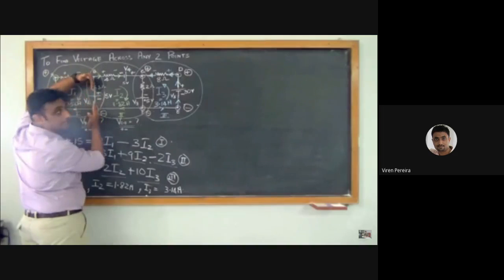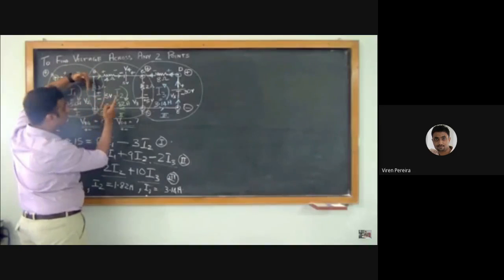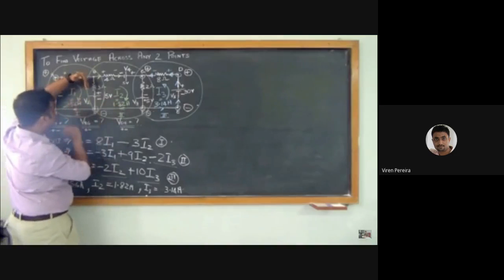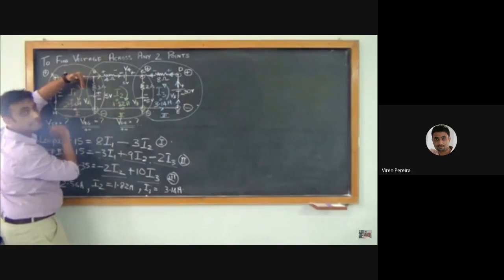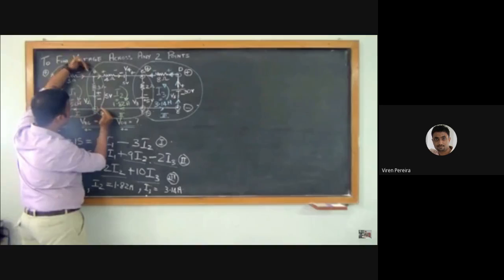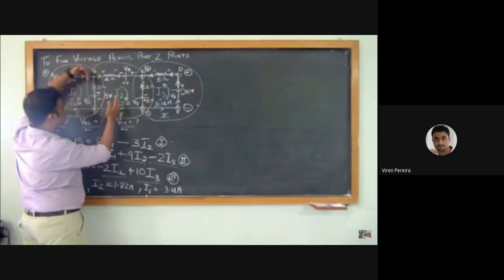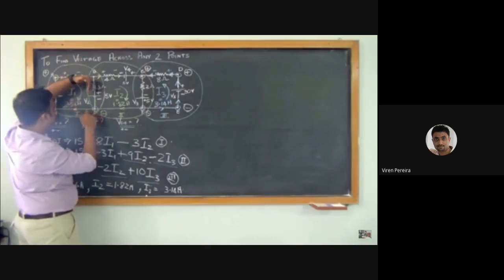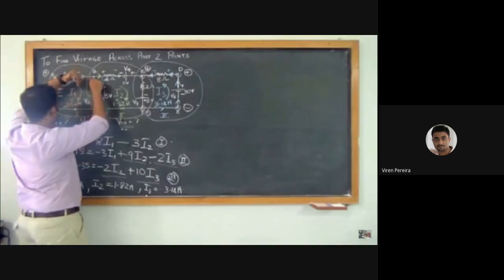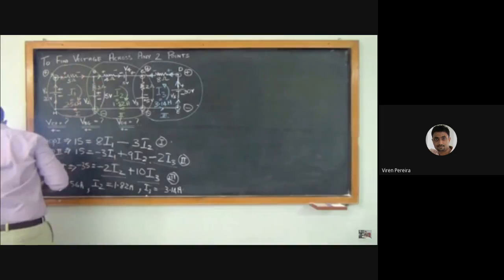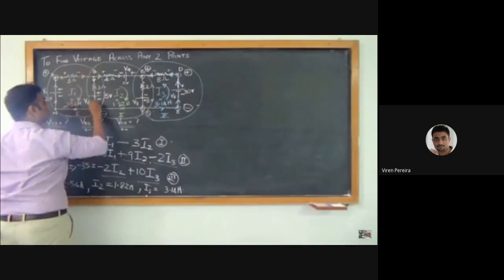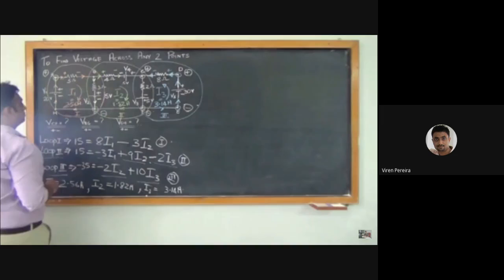But what will be the effective direction? This can be found out based on which is greater. I1 is greater, definitely. So the effective direction will be taken from top to down. You just have to see which of the currents is greater, that will give you your direction. Since I1 is greater, it will be from top to down.